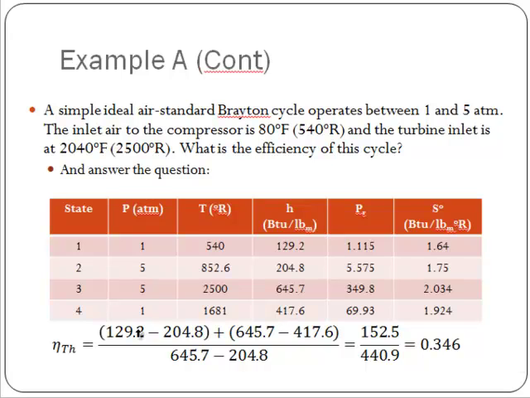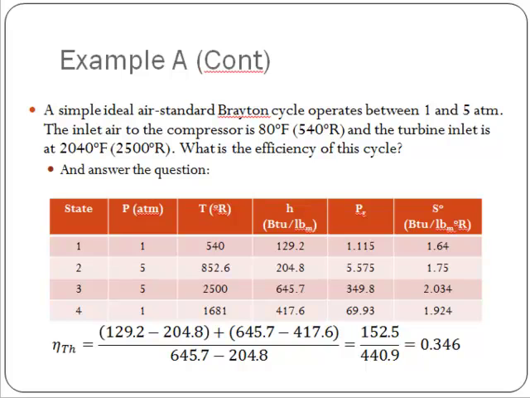The efficiency is the work of the compressor, so H1 minus H2, plus the work of the turbine, H3 minus H4, divided by the heat transfer for the combustion phase, H3 minus H2. So my net work is 153 BTUs per pound mass. My heat transfer in is 441 BTUs per pound mass. My thermal efficiency is 0.346.